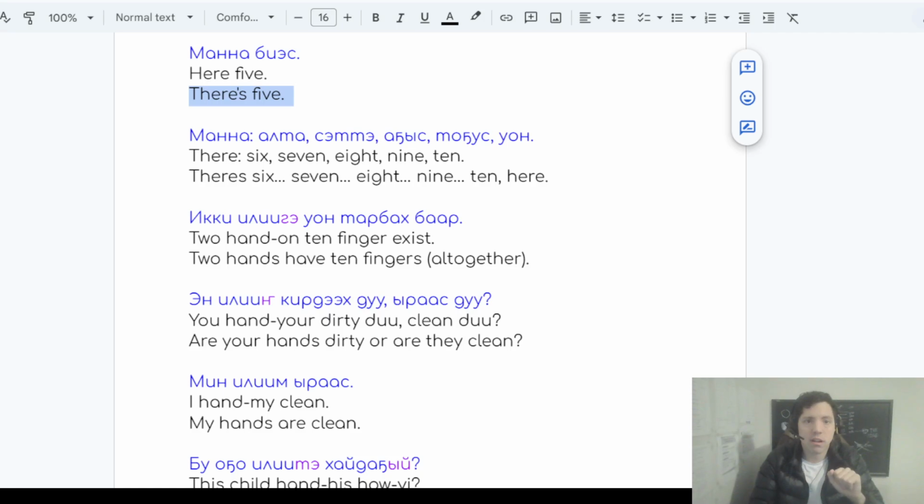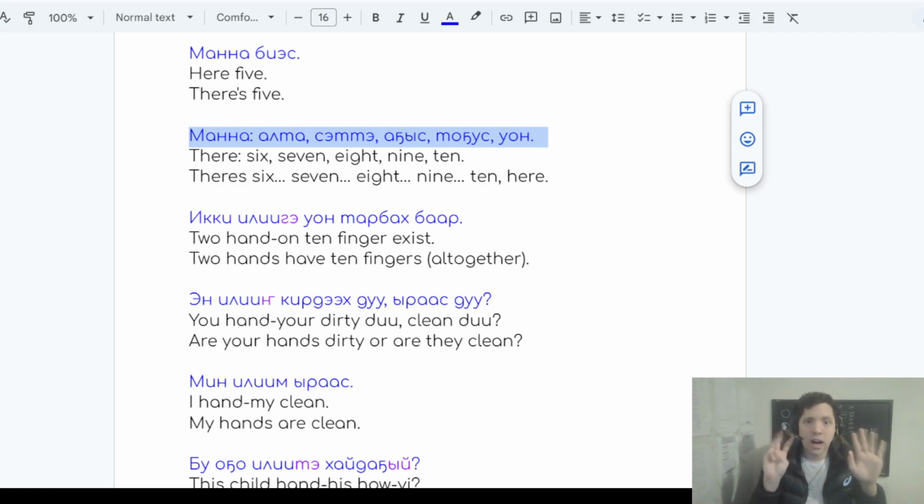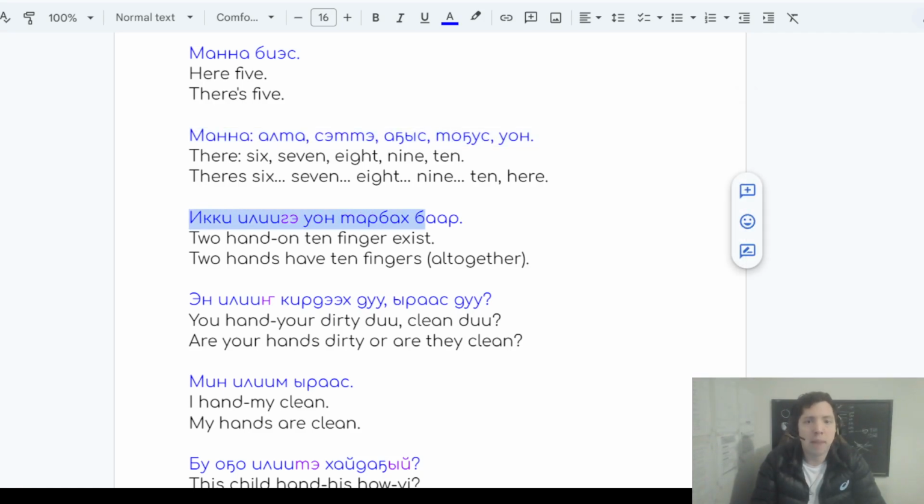Manda bies. Manda alta sette agus tagus 1. There's 6, 7, 8, 9, 10 here. Manda alta sette agus tagus 1. Iki ilige 1 tarbach bar. 2 hands have 10 fingers altogether. Iki ilige 1 tarbach bar.